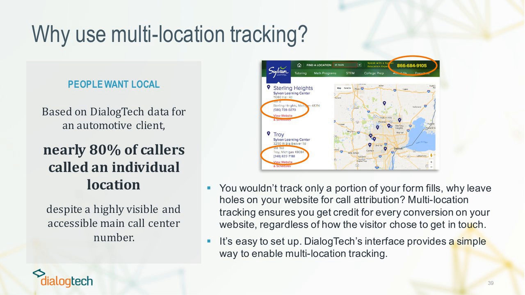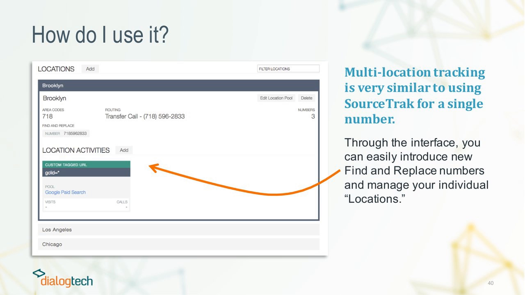You wouldn't track only your form fills for national clients, so why would you only track call center phone calls? So the idea here is don't leave holes in your attribution data because it seems difficult, because it's really not. Dialog Tech's SourceTrak application is uniquely built to make these types of configurations really easy to do. That configuration is available within the Dialog Tech portal.